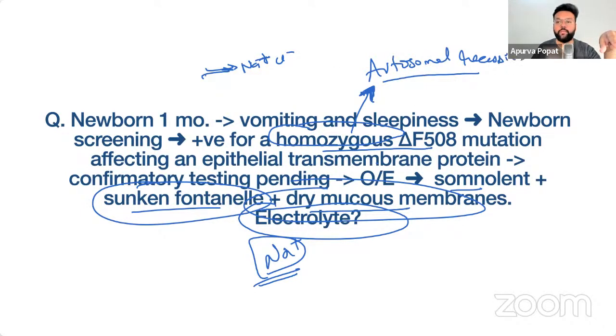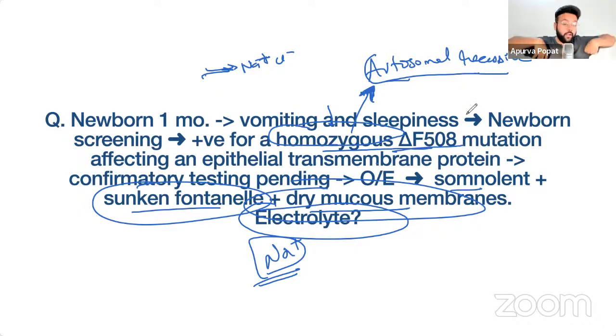If it is recessive, do you need both to be knocked off or only one? Both. Excellent. So you need both the genes to be deleted in order for the disease to be manifested, right? That's why it is written homozygous here. So both the genes are knocked off. That's why it is written homozygous mutation of delta 508.